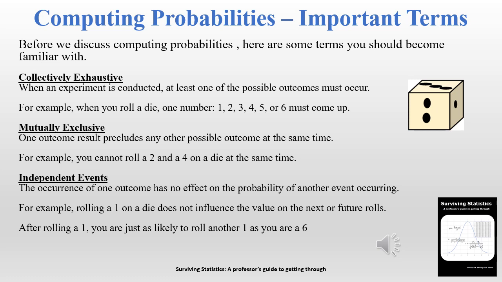Then we have independent events. The occurrence of one outcome has no effect on the probability of another. For example, if you roll a 1, that doesn't have any influence on the next value that you might get when you roll the die. After rolling a 1, you're just as likely to roll a 1 again, or 2, or 3, or any other number, because those values are independent.